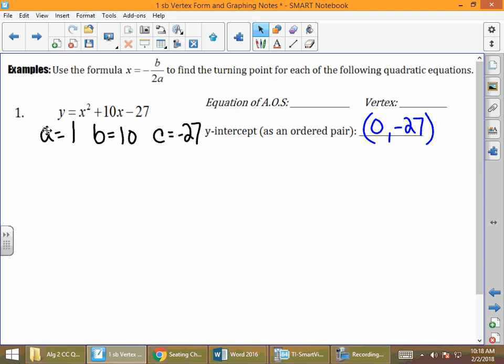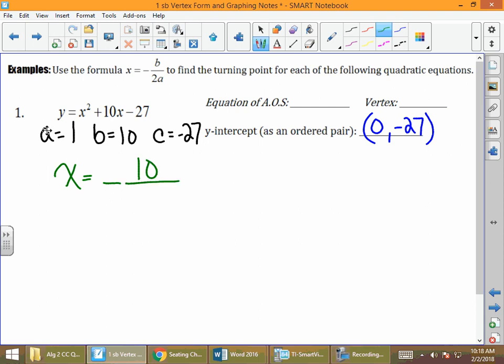Our equation of our axis of symmetry is determined by this formula. Use the formula x equals the opposite of b over 2a. So let's fill that in. x equals the opposite of b. b is 10 divided by 2 times a. Well, if we simplify that a little bit more, we get the opposite of 10 divided by 2. And 10 divided by 2 is 5, and in fact it's the opposite.